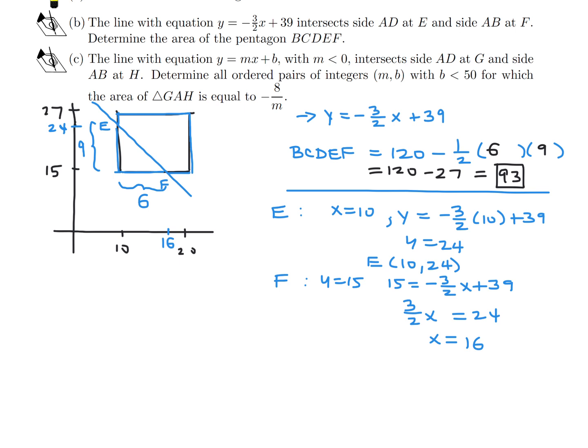The line with equation y is equal to mx plus b with m less than 0 intersects side AD at G and side AB at H. Determine all ordered pairs of integers (m, b) with b less than 50 for which the area of triangle GAH is equal to minus 8 over m.